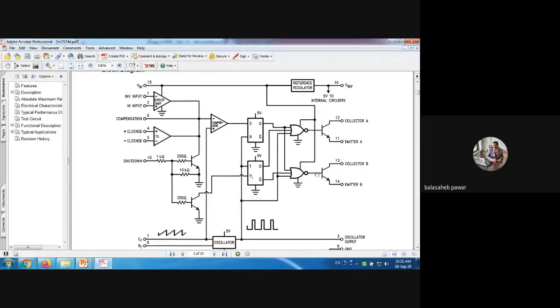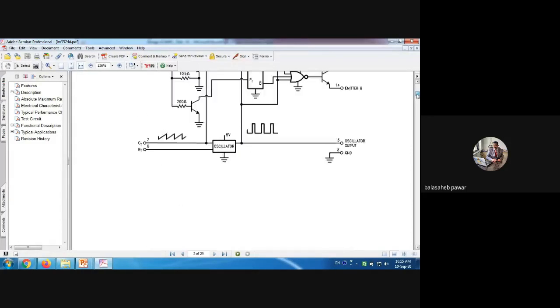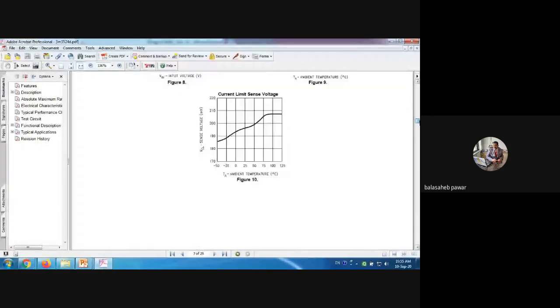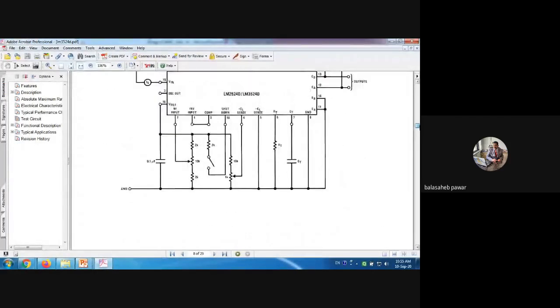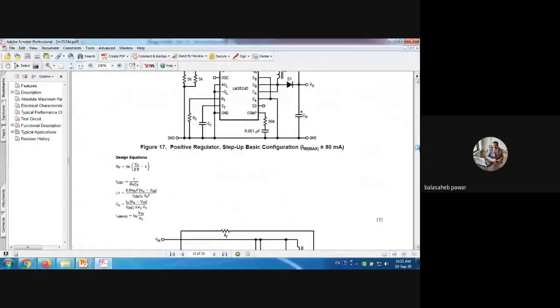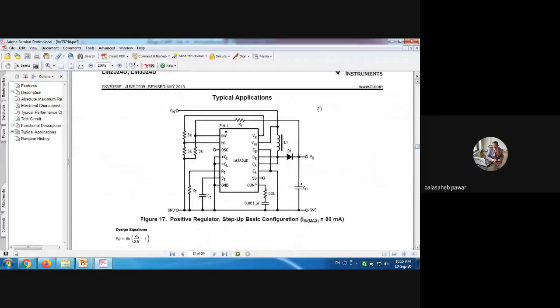You will observe one thing in the data sheet, that the manufacturer mostly prefers their own circuit diagrams and the components required. And the best example, I will just show you. See, it is mentioned in the data sheet under typical applications, using this IC, a positive regulator step up basic configuration, right? That means the output voltage will be greater than the input voltage. Okay, so this is the first application, positive regulator with step up.